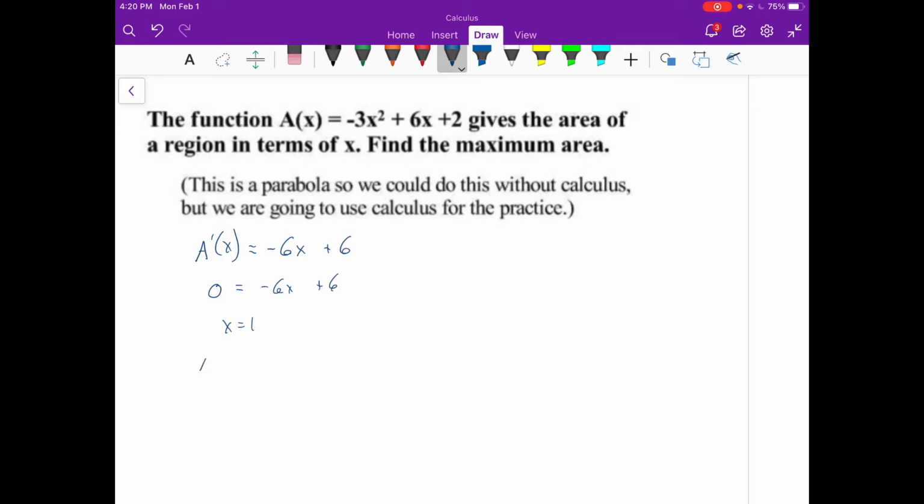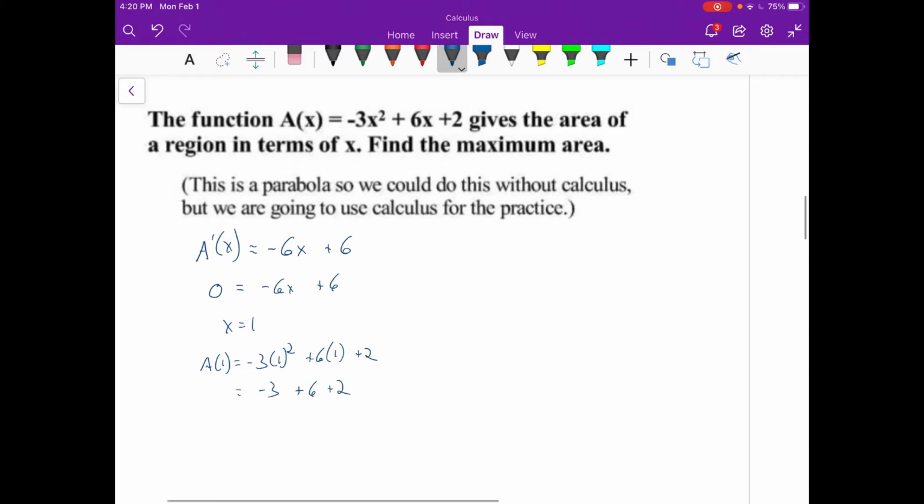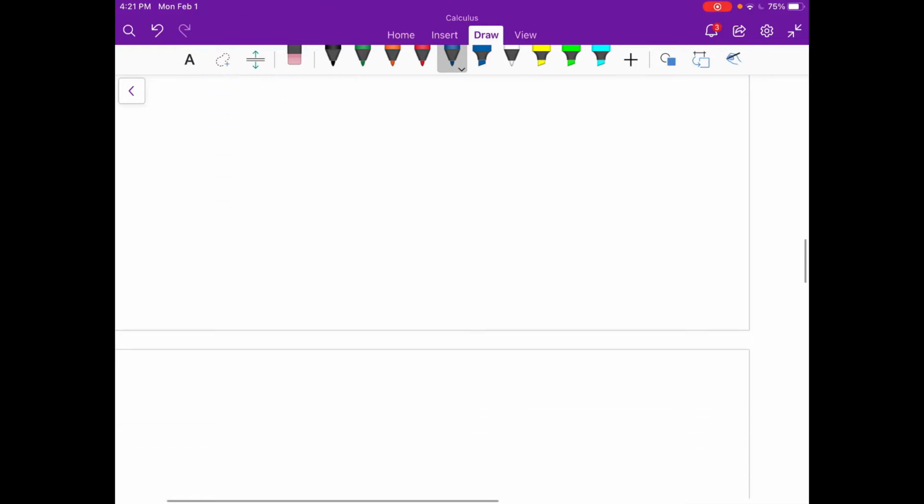So we'll plug that back into our function. And we get negative 3 plus 6 plus 2. So that's 8 minus 3. So the maximum area is 5 units squared. So that was nice and simple. We found the critical number. We knew what the graph looked like, so we knew that was a maximum, and we plugged that value in.